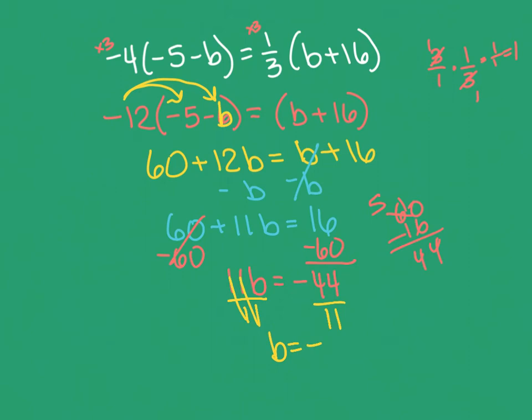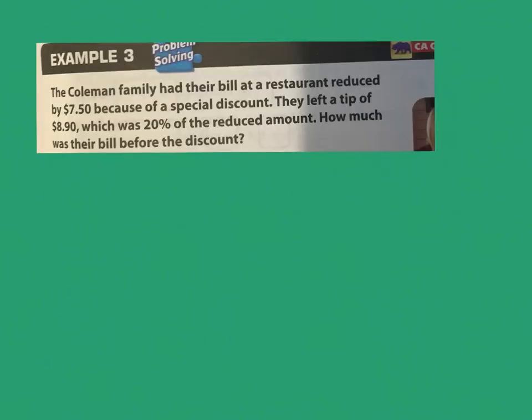And it's negative 44 divided by 11 is negative 4. Adventurers, did we get that? If not, what did we do wrong? And either way, I am proud of you. Good job.